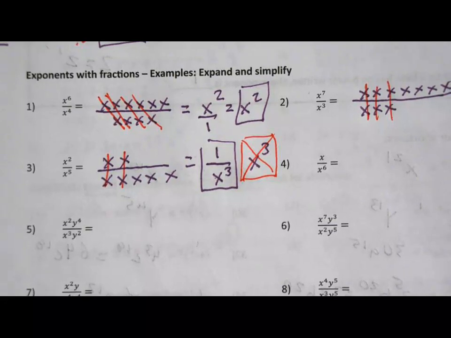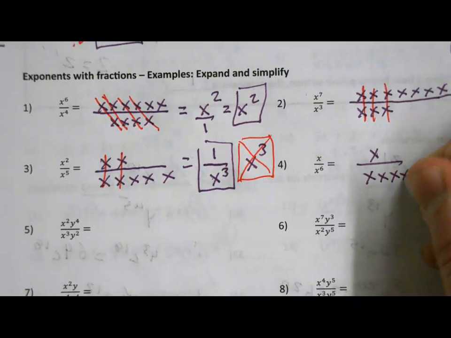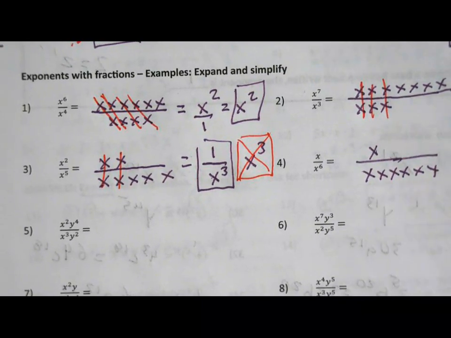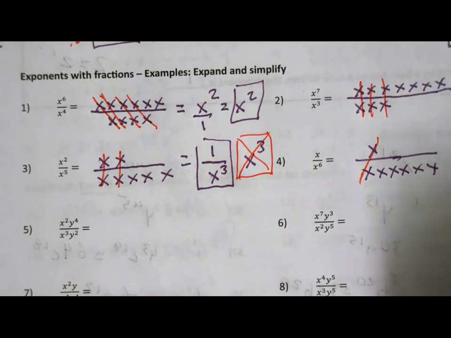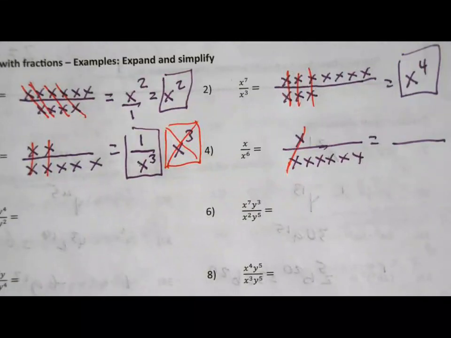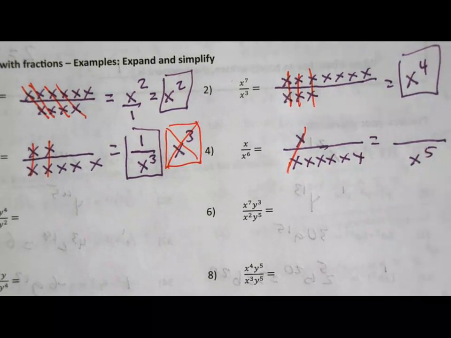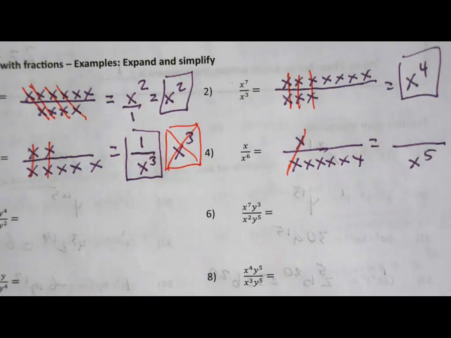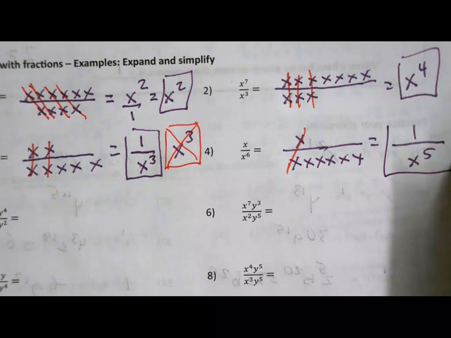Let's do another one here. We got 1x on the top and 6 on the bottom. 1, 2, 3, 4, 5, 6. We're going to cancel and ask ourselves how many x's are left and where are they? I see 5 x's left over. Nothing on the top. What are we going to put on the top? 1. And can we get rid of that 1 and leave it out?